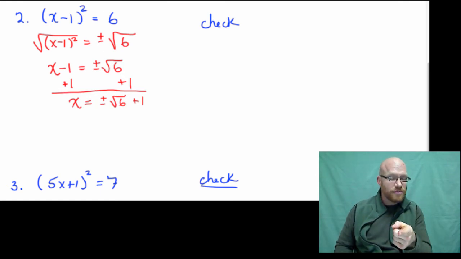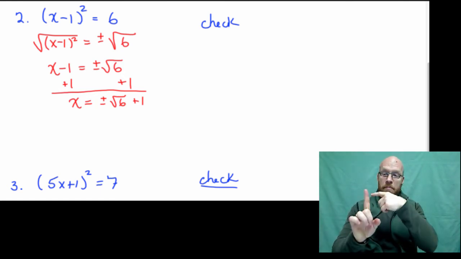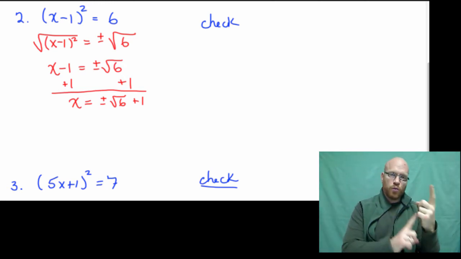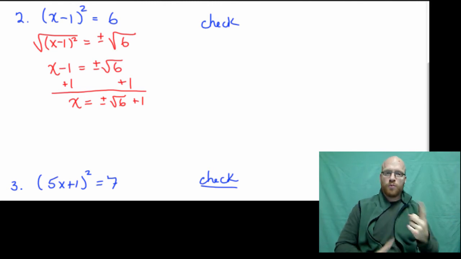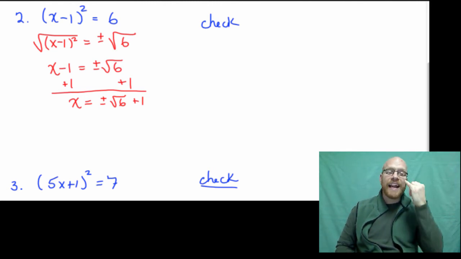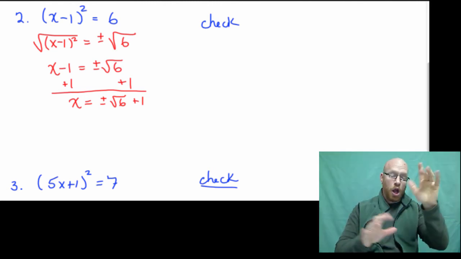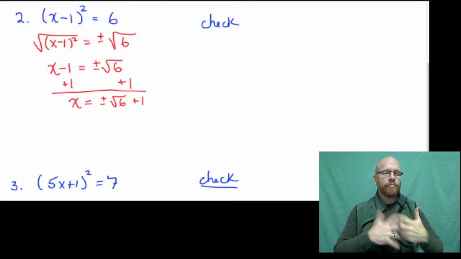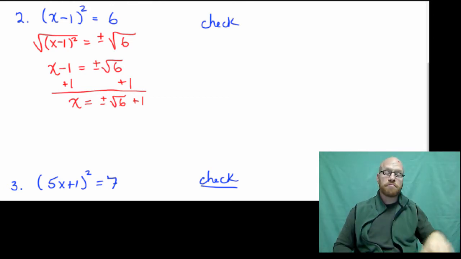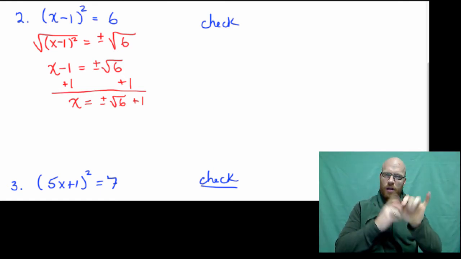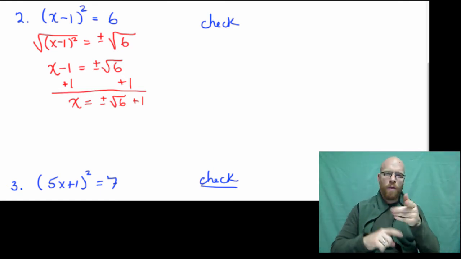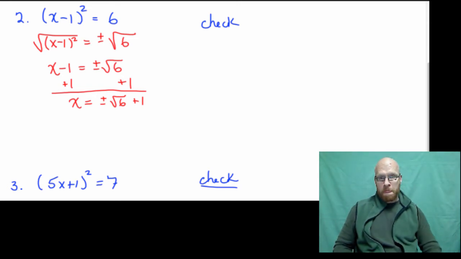Really, there are 2 answers here, right? Not just one answer. It's positive square root of 6 plus 1, and then negative square root of 6 plus 1. Okay? If you were to check it out with the square and whatnot, it will work out. I can guarantee that one. Now, let's do our third example. And we'll see how this works, and we will check this answer as well. All right?